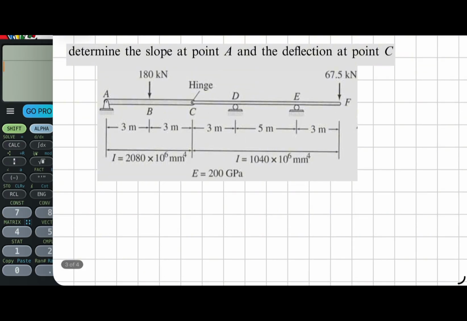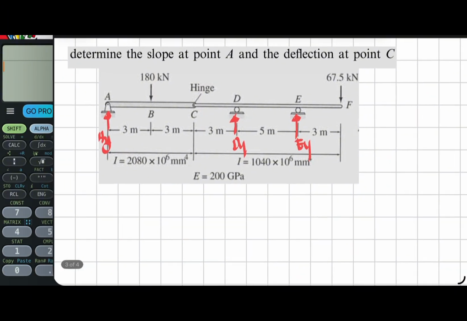And then, first we need to determine the reactions at the supports. So we have here AY, DY, and EY. We need these reactions so that we can easily sketch the M over EI diagram. So first is to solve for AY.